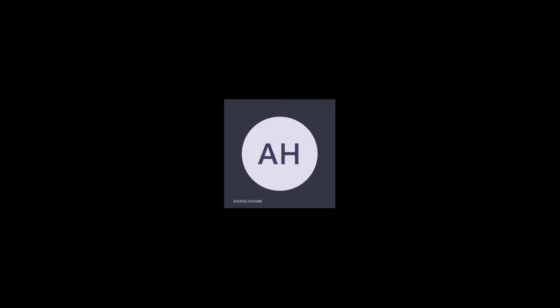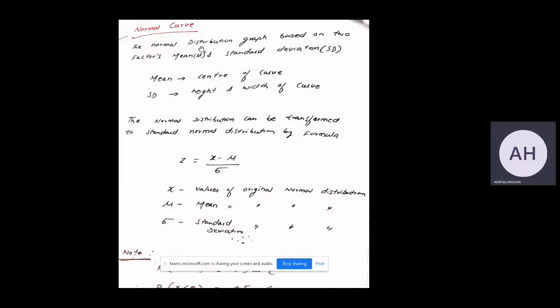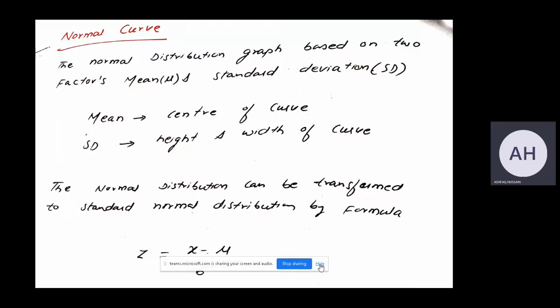Normal distribution curve. Normally, 10 to 15 marks questions are asked in the weighted examination. Last year, a 14 marks question was asked on this method. So what do you mean by normal distribution curve?